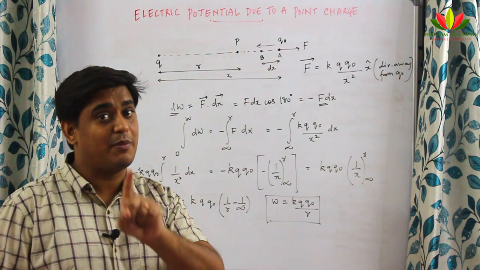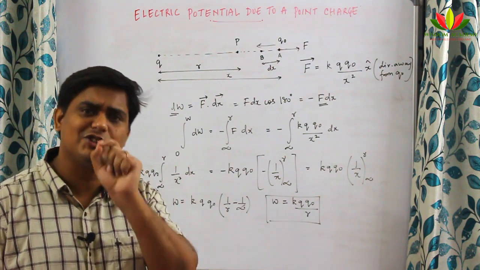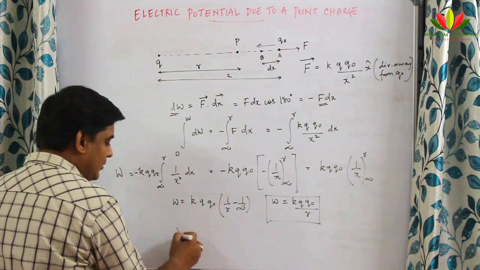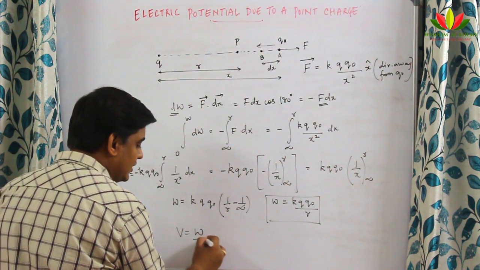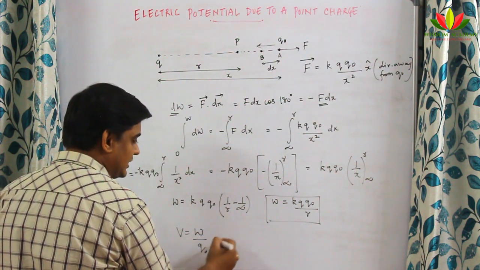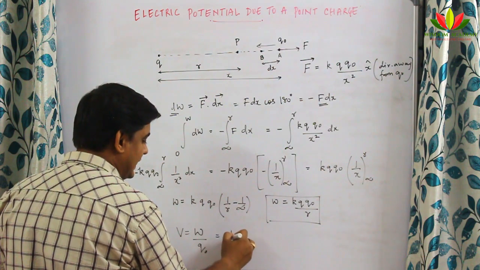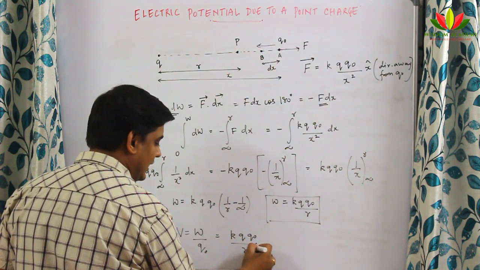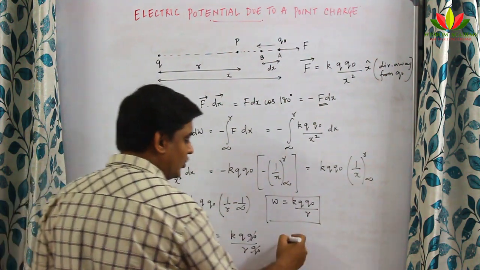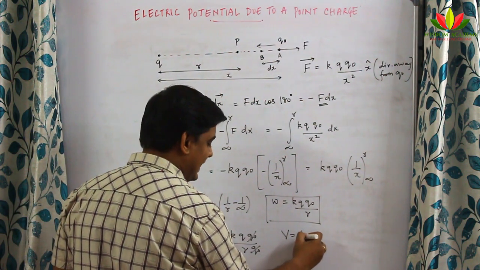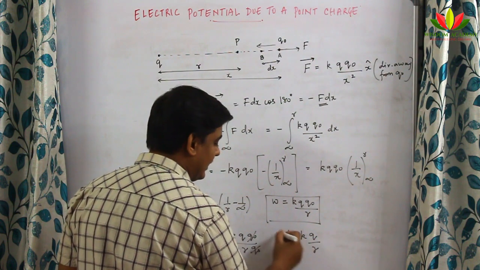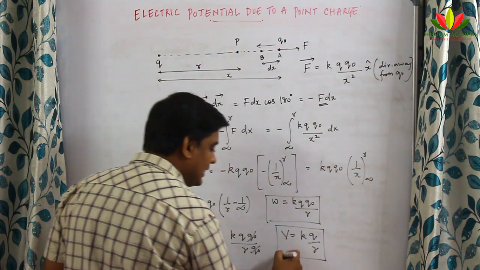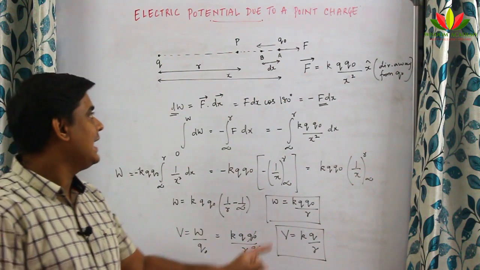And electric potential, by definition, is work done per unit charge. So electric potential V is work done per unit charge. This charge q naught I will divide by, so it will be equal to k q q naught by r, and the q naught will cancel. So I got the expression of potential as k q by r. This is the electric potential at this point.